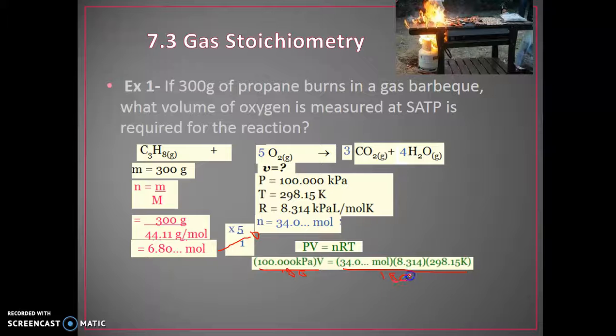I guess you can see why I got these to fly in rather than me type it out. So divide by 100 on either side, that gets volume by itself, and so I end up with 842.9. And continuing with those decimals here, I have 3 sig digs based off the question, so the final answer with proper sig digs would be 843 liters. So in order to burn 300 grams of propane, it would require 843 liters of oxygen.